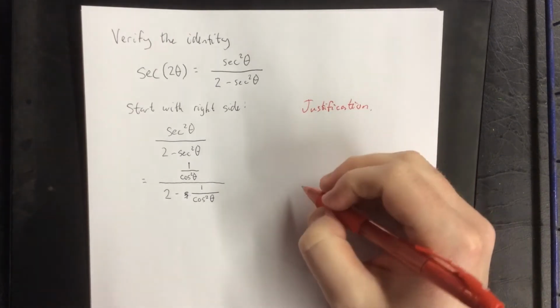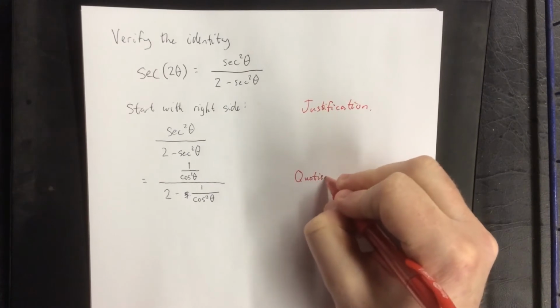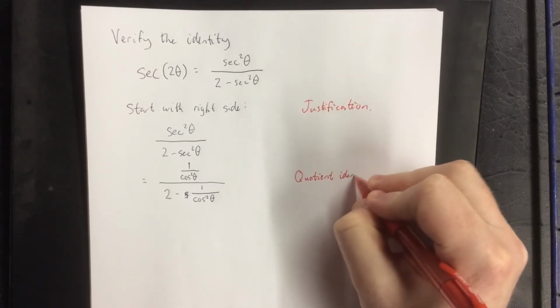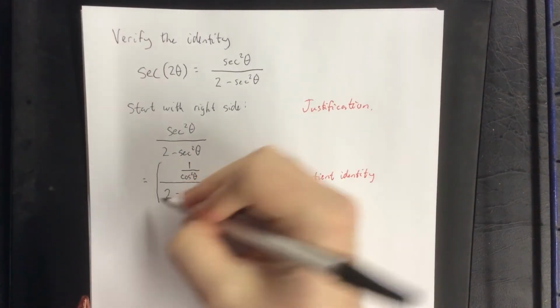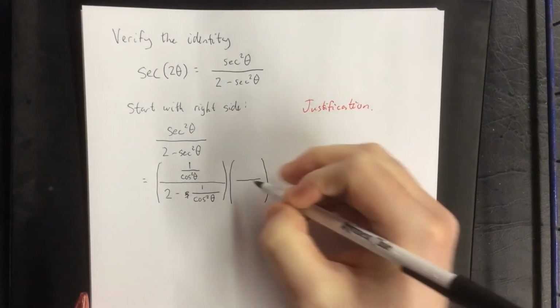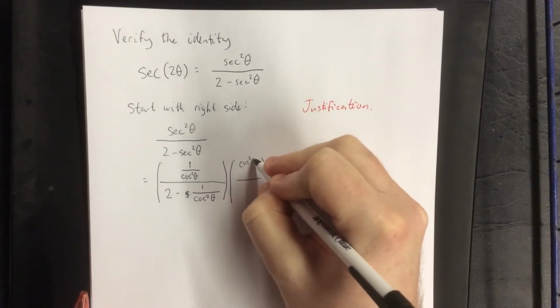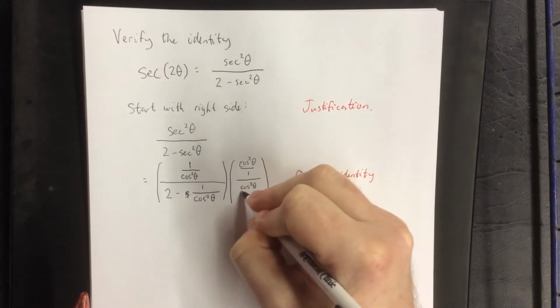That was use of a quotient identity. Now we have a bunch of fractions inside of our fraction. I would like to get rid of those fractions inside of the fraction by multiplying top and bottom of the big fraction by the cosine squared of theta, which would be the lowest common denominator of all of the little fractions.